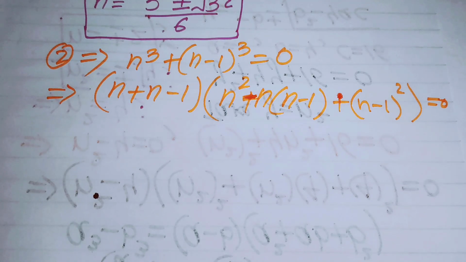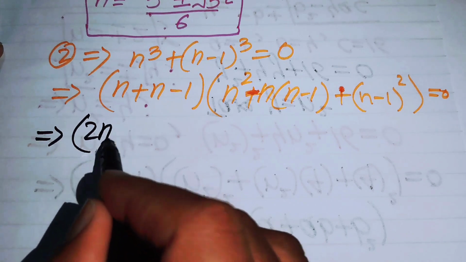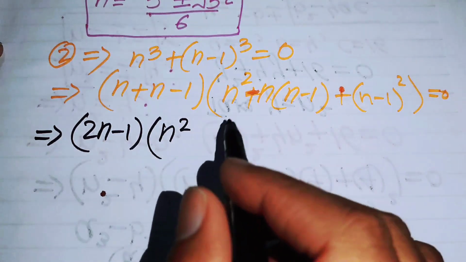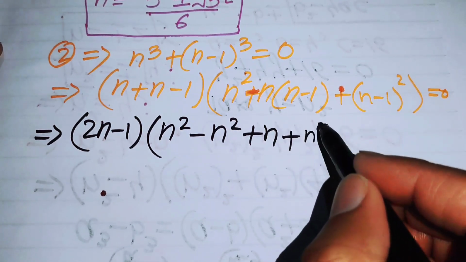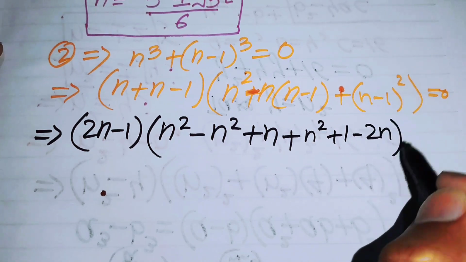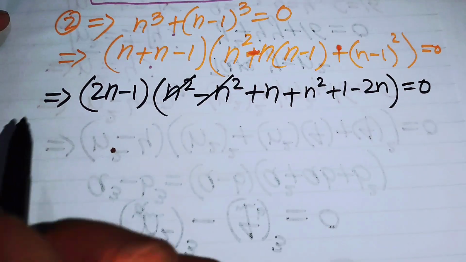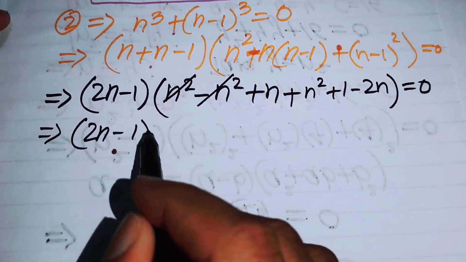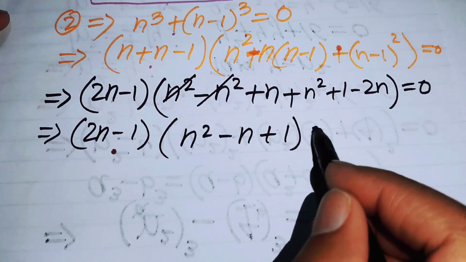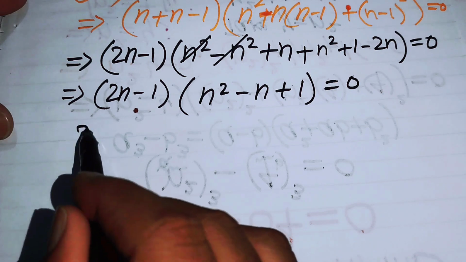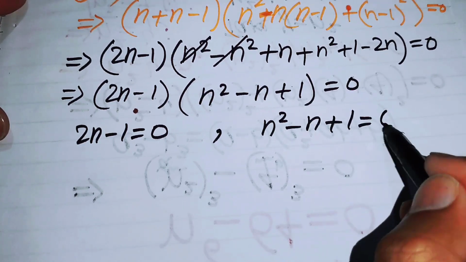So now we will simplify the terms, and we obtain n plus n minus 1, which equals 2n minus 1, into, here we simplify the terms and you obtain n squared minus n squared plus n, and we will open this formula and you will obtain n squared plus 1 minus 2n, and this whole equation equals 0. Now we simplify the like terms, and these are gone, and we get 2n minus 1 into n squared, and n minus 2n equals minus n, plus 1 equals 0. So here we have two cases. The first case is 2n minus 1 equals 0, and the second case is n squared minus n plus 1 equals 0.